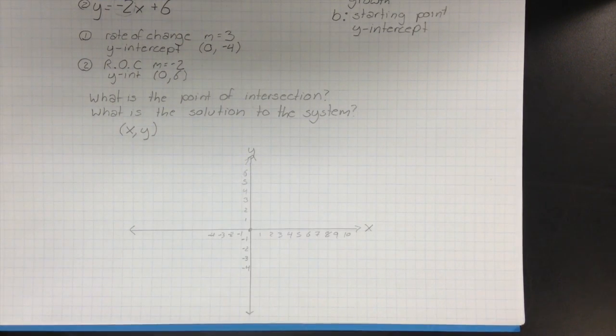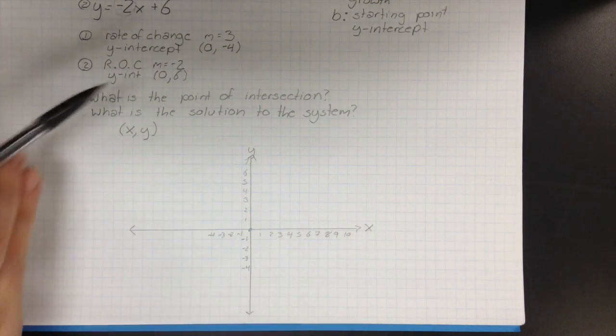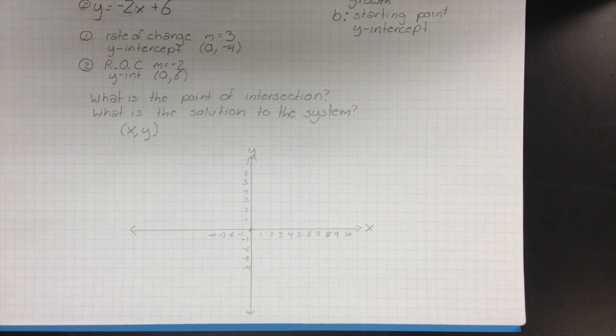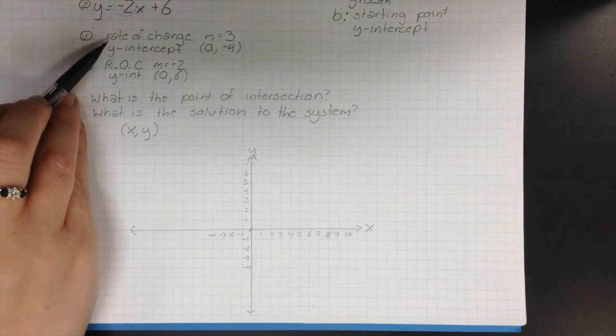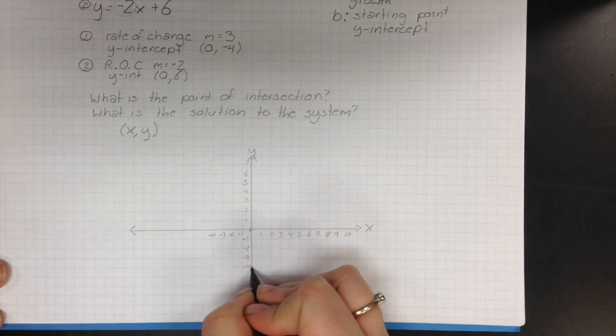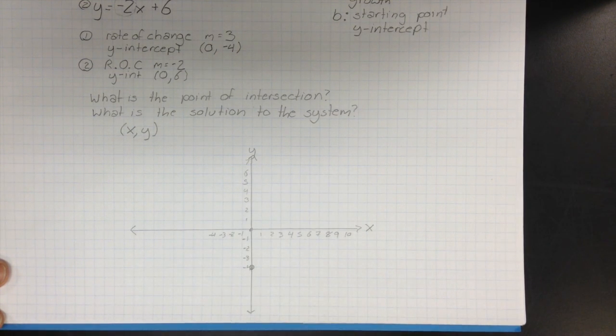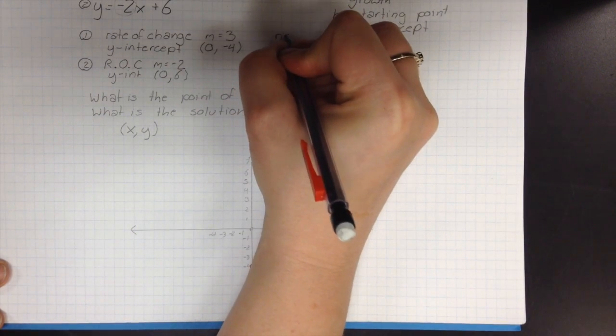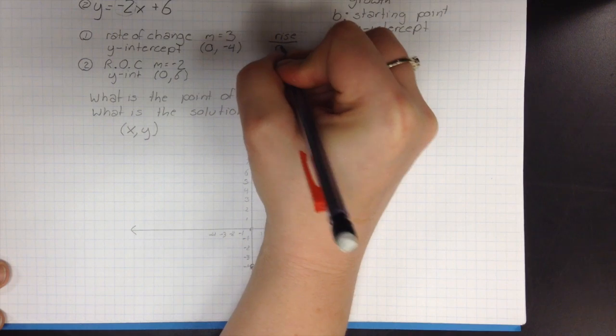Okay, so to find the point of intersection, the first thing we need to do is just make both lines on our graph. So pretty easy once we've gone ahead and done the work of telling ourselves what our y-intercept and our slope are. For each line, the first thing we can do is start by putting down our y-intercept. So in line 1, our y-intercept was 0, -4. I know my first point is going to be right there. And then my slope, I like to think about my slope in terms of rise over run.